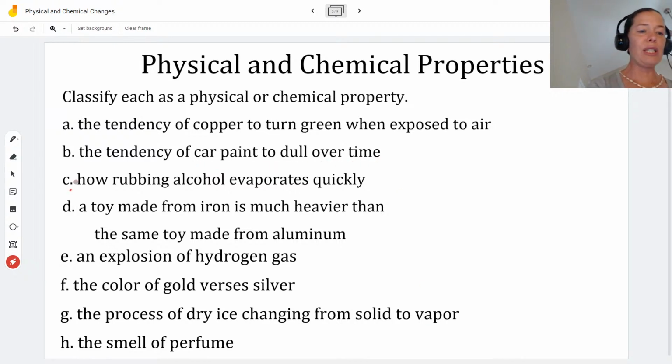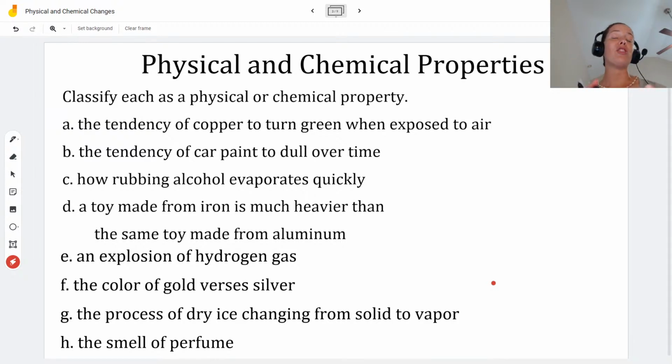All right, so C. We've got how rubbing alcohol evaporates quickly. I remember noticing this mostly in the doctor's office. Before you get a shot, you get the alcohol patch on your arm, and it feels cool because the alcohol is evaporating. So again, is this a physical property or a chemical property?